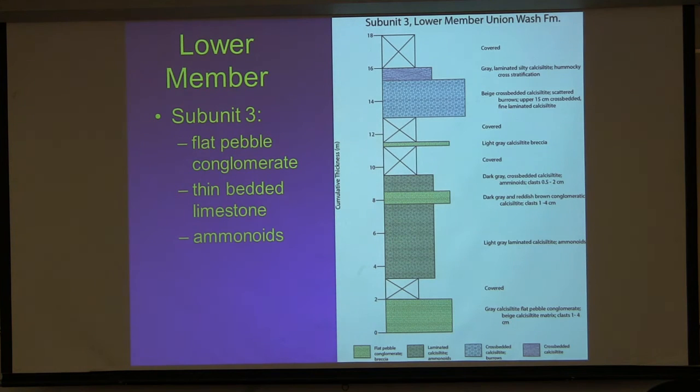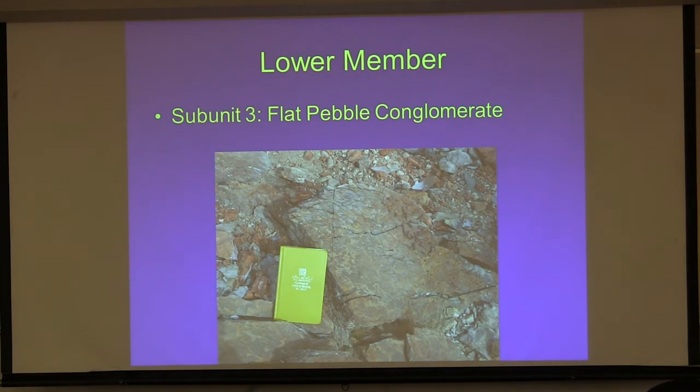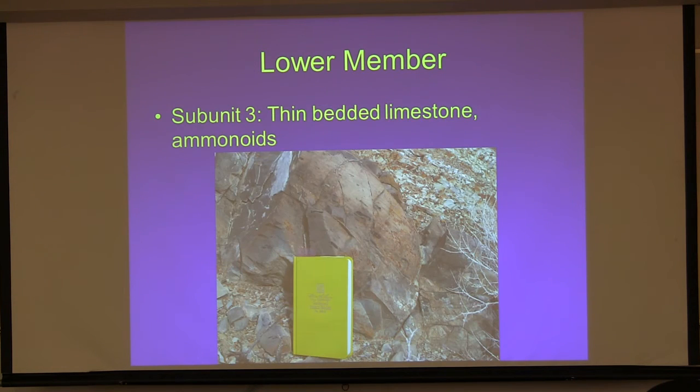For subunit 3, it was a bit different than the rest of the section. You see anachronistic facies such as flat pebble conglomerate on the bottom, thin-bedded limestone throughout much of the rest of the section, and the presence of ammonoids. So here you have the flat pebble conglomerate that is the base of subunit 3. We have a thin-bedded limestone with ammonoids. The little black blobs in there are the ammonoids.